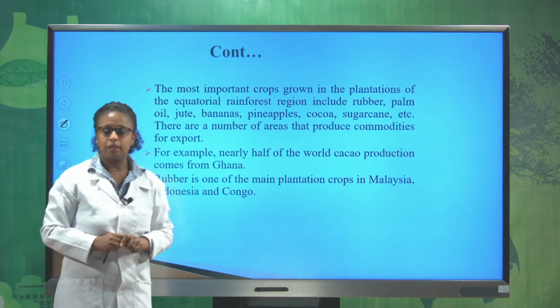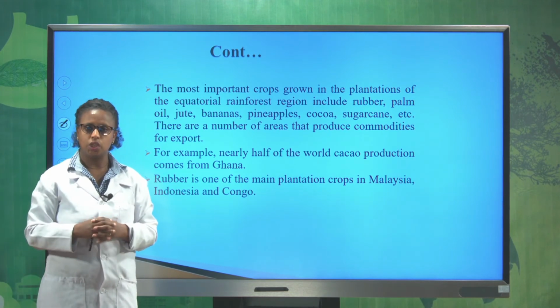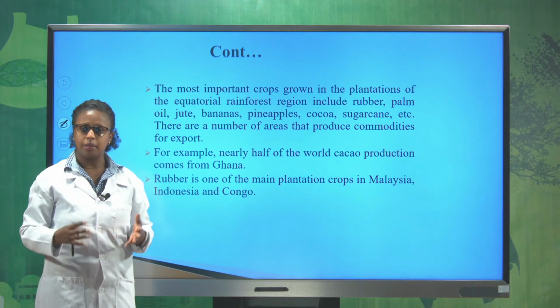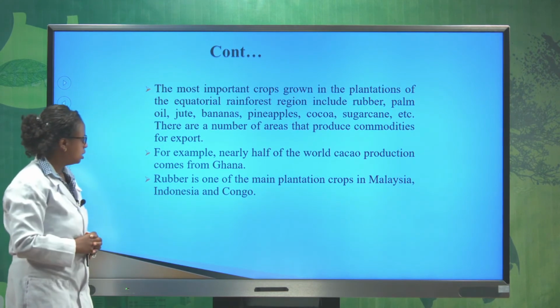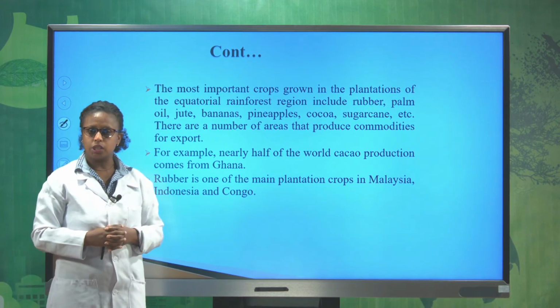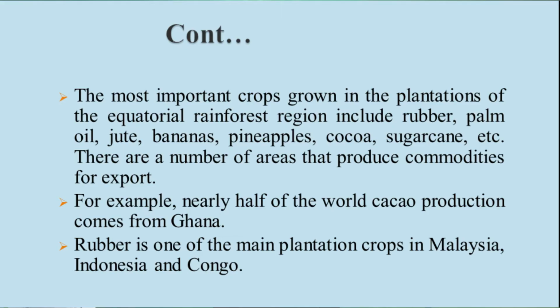The most common types of crops produced in the region are cacao, rubber, banana, sugarcane, and so on. For example, cacao production is found in Ghana. Rubber is produced in Congo, Malaysia, and Indonesia.